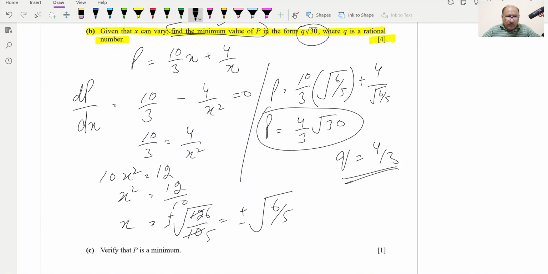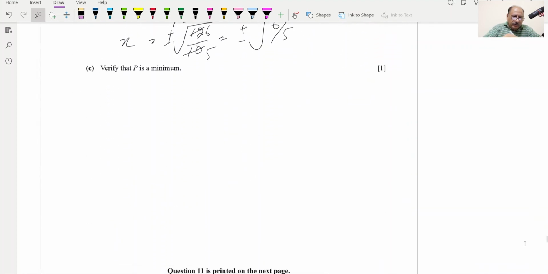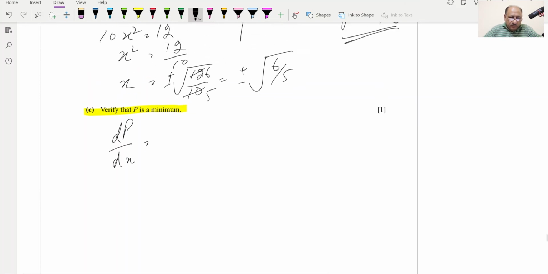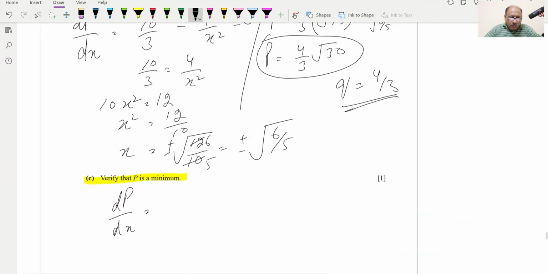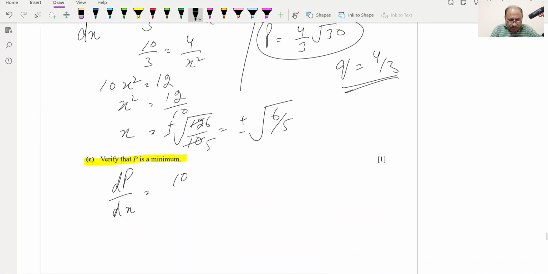Hopefully you understood this. Now for the C part, verify that the P is minimum, and this is second order derivative test which we are taking. So dP over dx we already have. dP over dx is what we can copy from here, 10 over 3 minus 4 over x square. So we can write 10 over 3 minus 4 over x square.